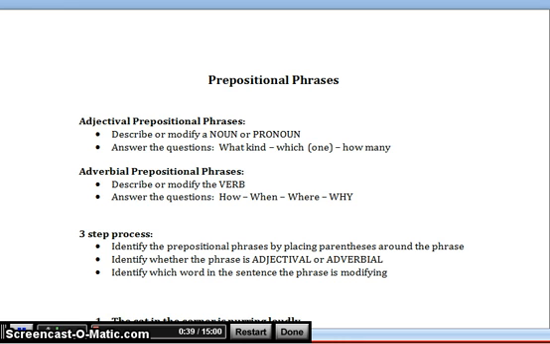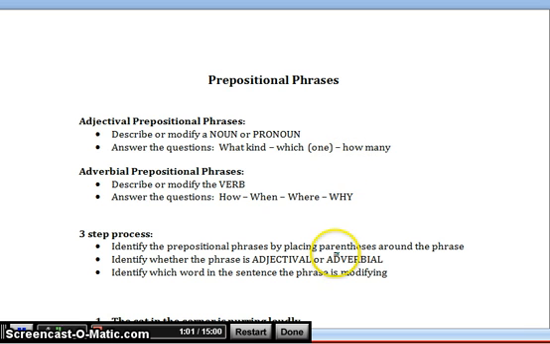So let's go ahead and look here. The really fancy term is an adjectival prepositional phrase. It describes or modifies either a noun or a pronoun, just as adjectives do. And they're going to answer the question either what kind, which, which one, or how many.